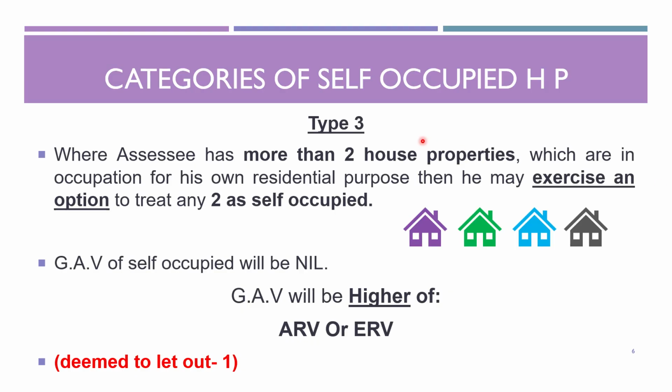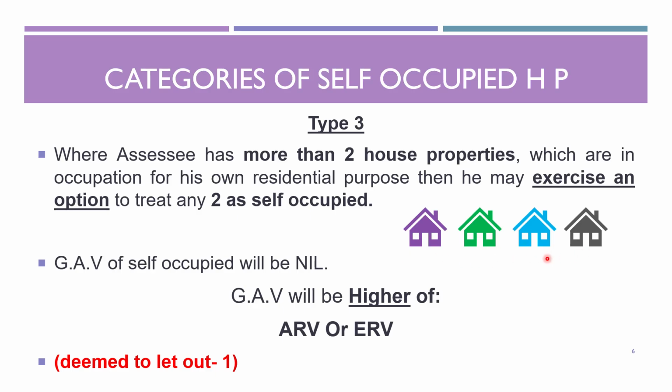The third type is the assessee has more than 2 house property which are in occupation for his own residential purpose. So assume an assessee has 4 house properties. So he can choose any of the two for claiming exemption for self-occupancy. The other two will be considered as deemed to be let out. So in this, it is assessee's choice. He can choose which one he can consider for self-occupancy, which one he can consider for deemed to be let out. Actually, all these properties are self-occupied by him.